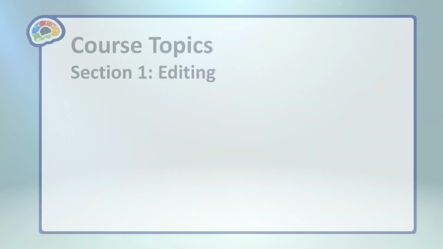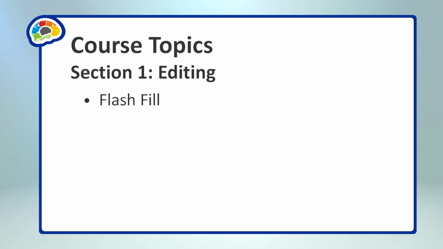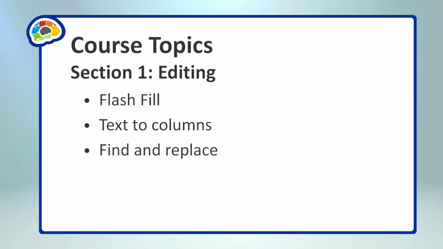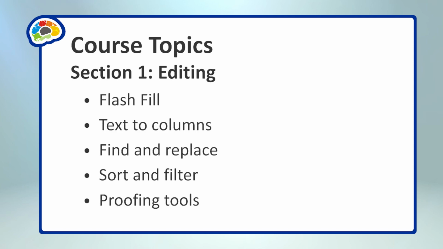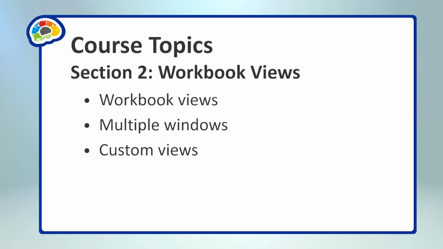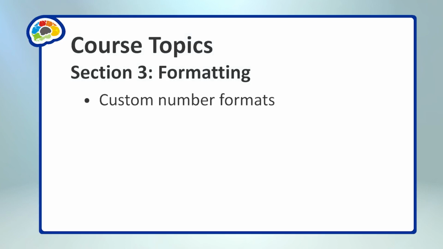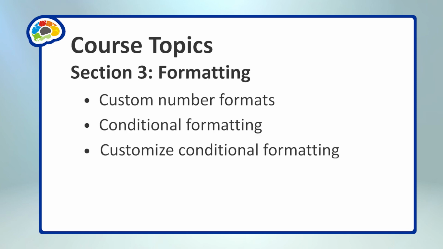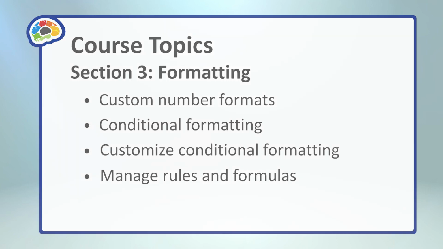We'll start with some editing features in Excel, such as flash fill, text to columns, finding, sorting, and filtering, and using proofing tools. Next, we'll customize our views by freezing and splitting panes, working with multiple windows, and creating custom views. From there, we'll look at customizing number formats and adding conditional formatting to text and dates. We'll also look at ways to customize conditional formatting by managing the rules and adding functions.